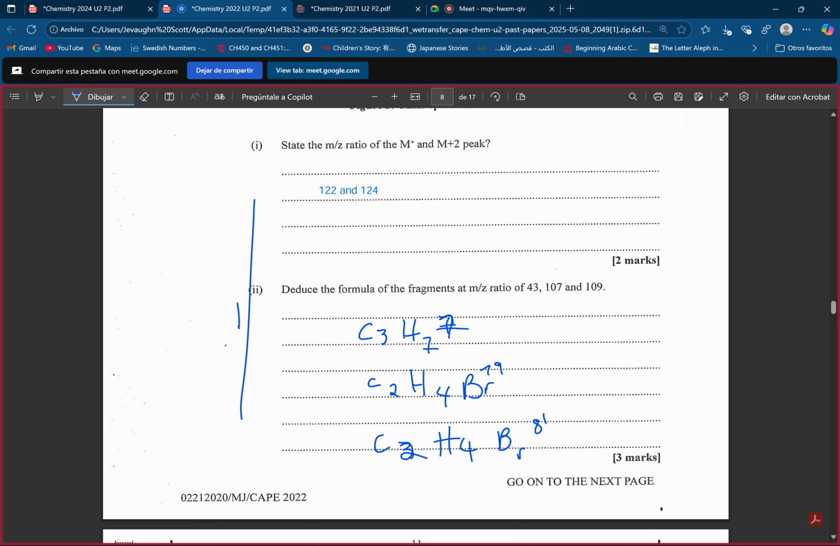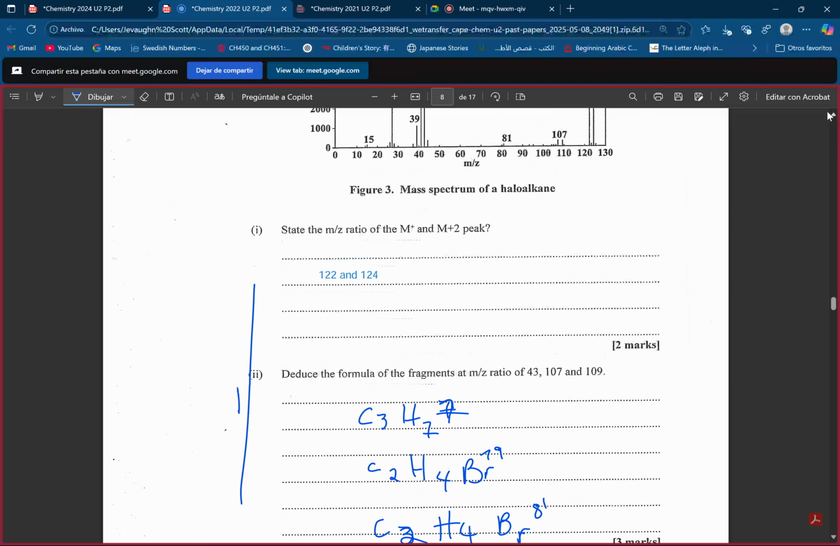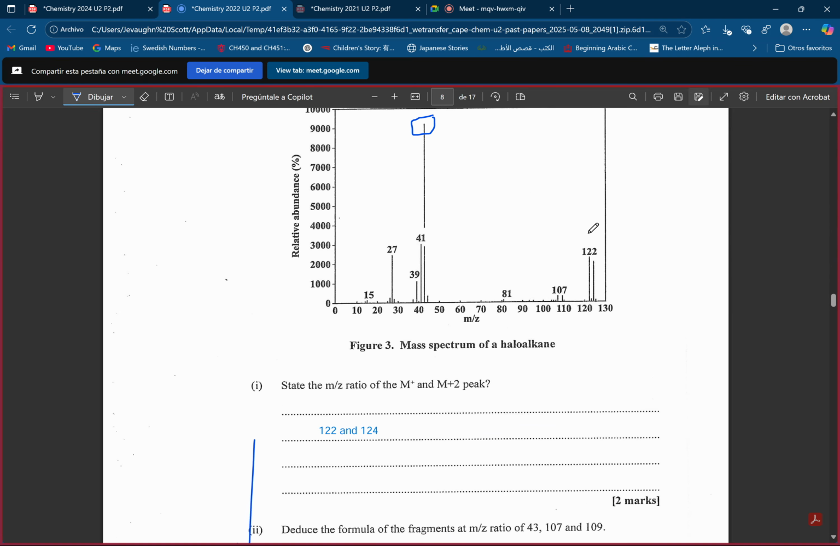With 79, you'd have the 81. So speaking to the fact that the bromine has a 1-to-1 ratio, and we're looking at a difference of 2: once we look at our M plus peak and once we look at the M plus 2 peak, looking at the fact that it has basically a 1-to-1 ratio and it differs by plus 2, we know that it would be similar to that.